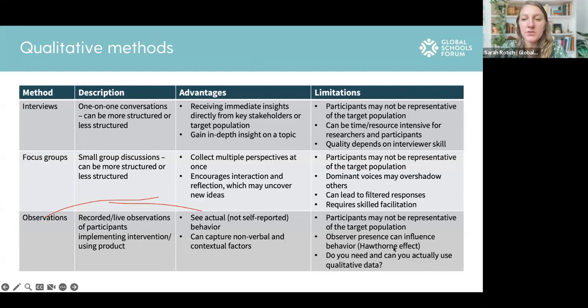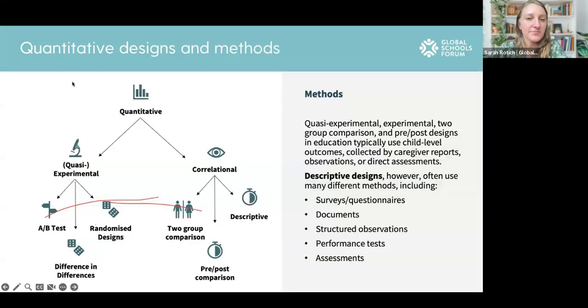Again, as with interviews and focus groups, your participants might not be representative of your whole target population, and sometimes being observed can influence people's behavior. The last question to consider when you're thinking about doing an observation is whether you need and can actually use qualitative observation data. If not, then it might make sense to collect observations in a more quantitative way, using something like a checklist. But if you do have the capacity to use that qualitative data, you can get really rich observations this way.